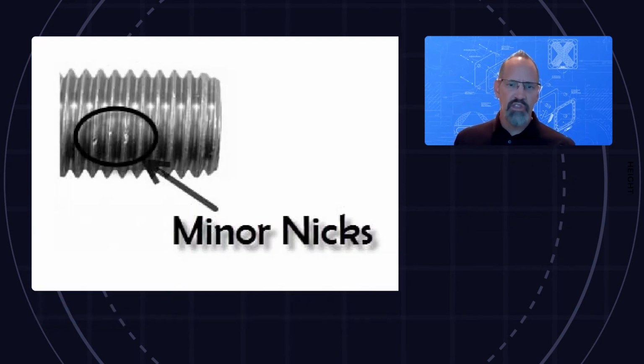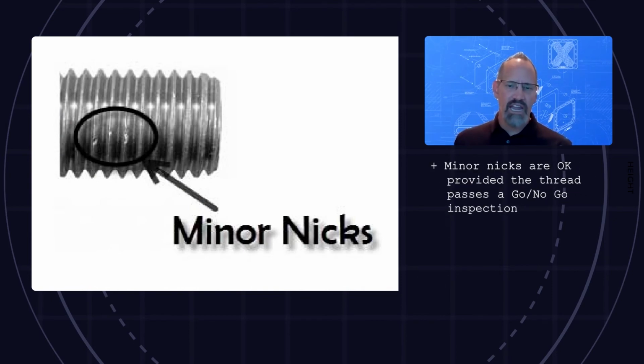In image 2, the threads show minor nicks, dents, and scrapes. These imperfections are permissible and would not lead to a quality rejection unless the thread does not pass the go, no-go thread gauge inspection.